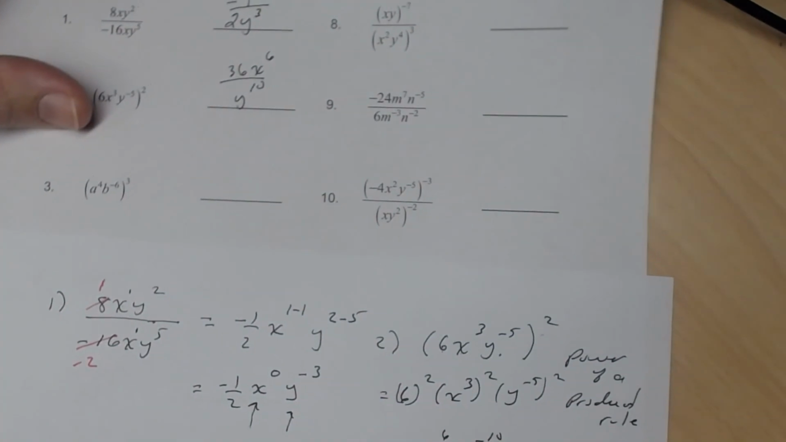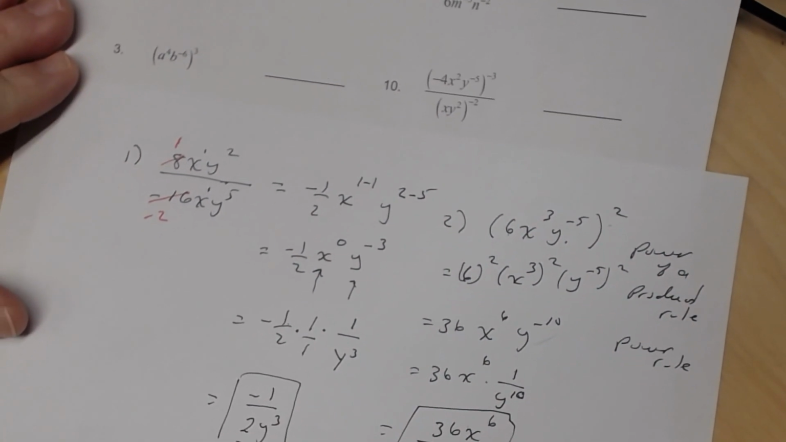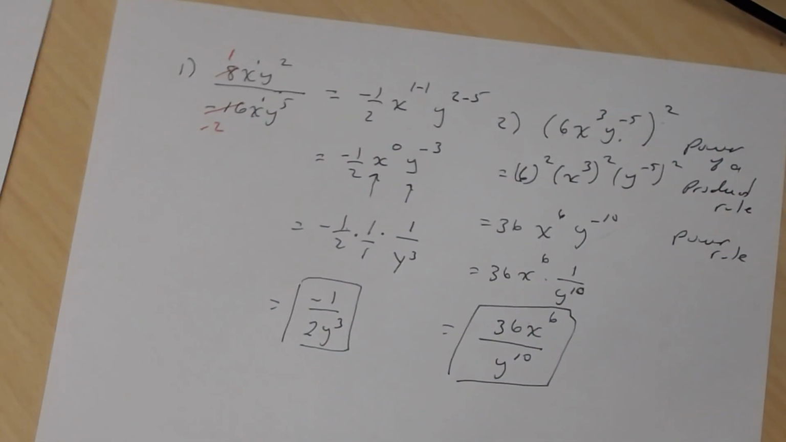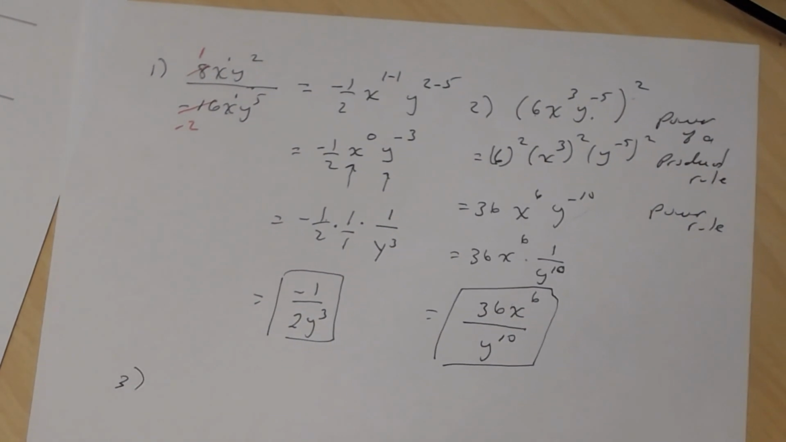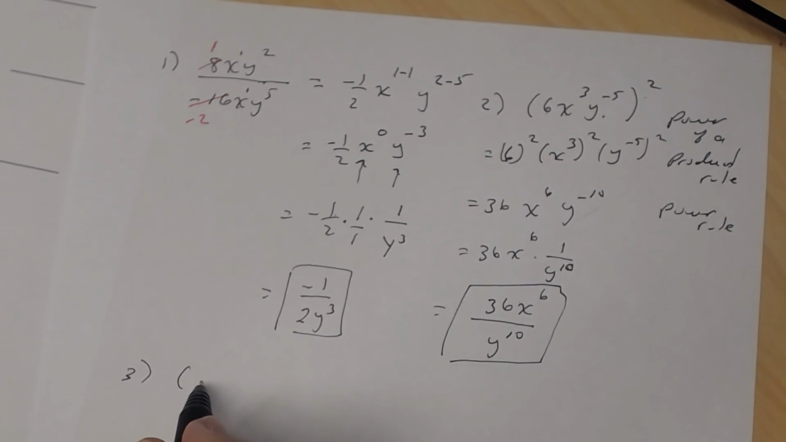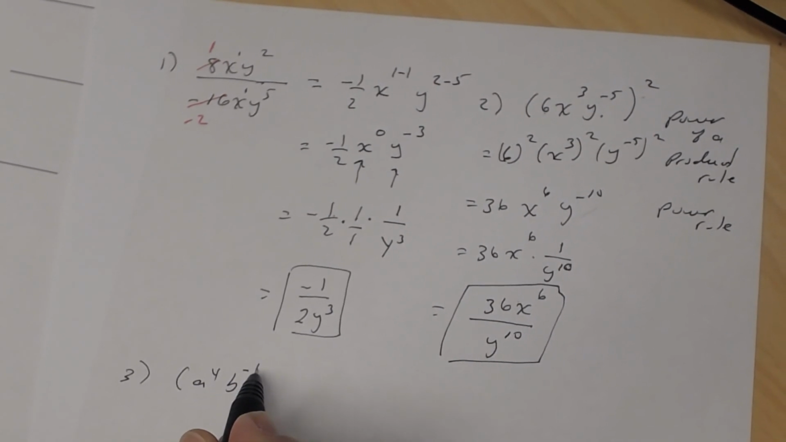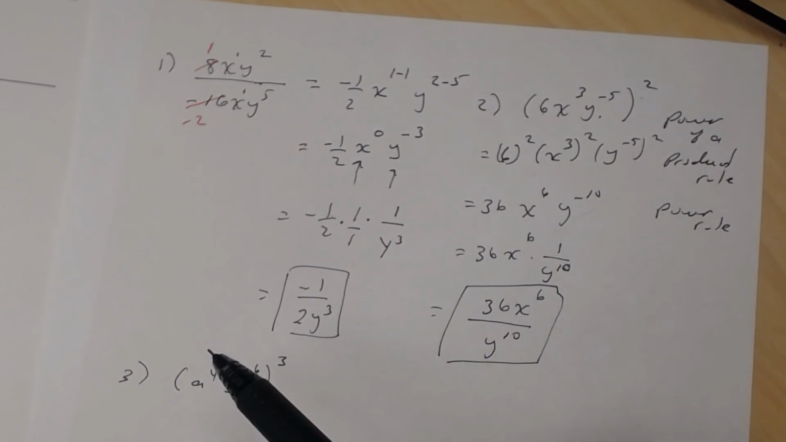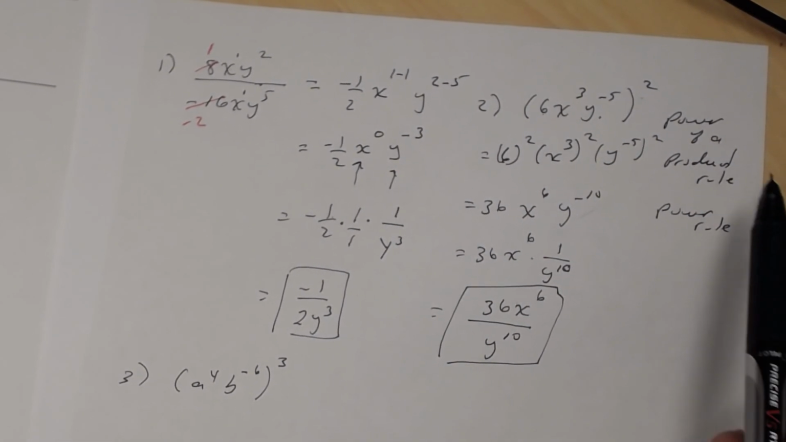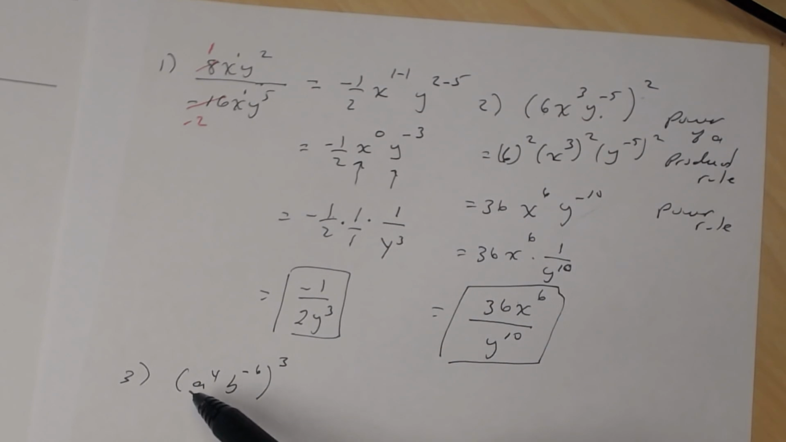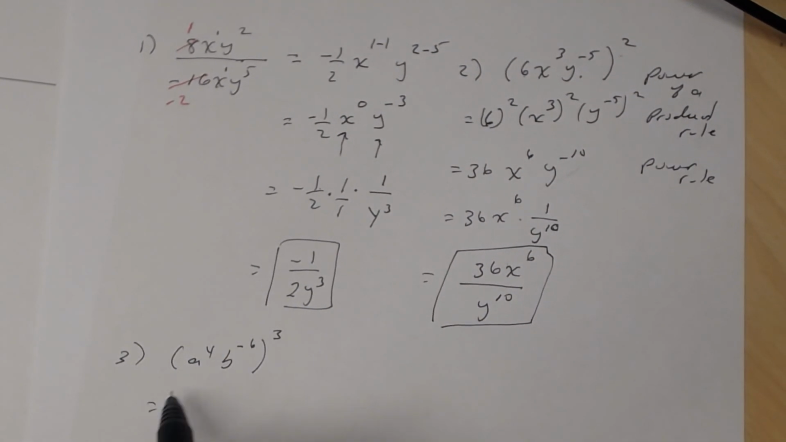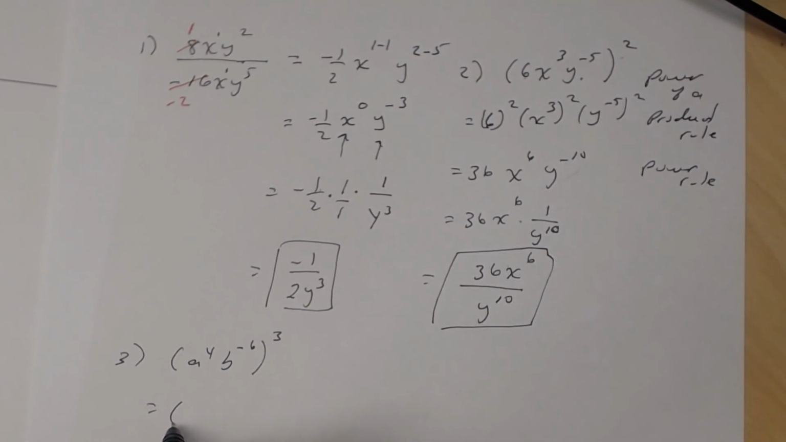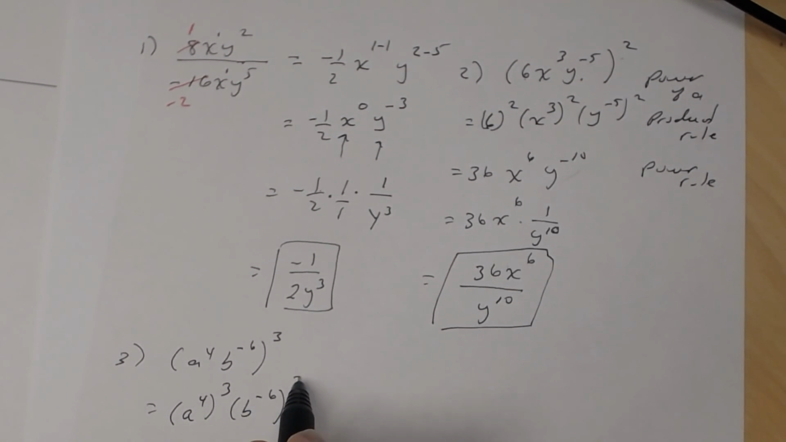All right, number 3. Okay, so let's look at number 3. So this is what you have for number 3. You have a to the 4th, b to the negative 6, raised to the third power. So it's kind of like we did number 2. So you're going to use the power of a product rule here. Basically you're going to take each of these factors and raise it to the third power. So you say a to the 4th cubed times b to the negative 6 cubed.